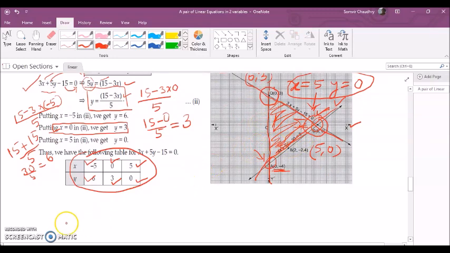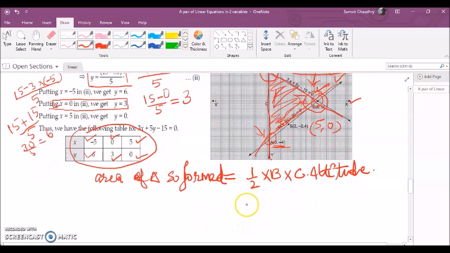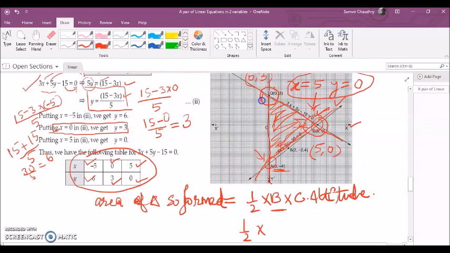Now one more important question here: if you want to calculate the area of the triangle, which is not being asked here in the question, area of the triangle so formed. How? Now you know, half into base into corresponding altitude. Now when you talk about half into base, this line will be the base.